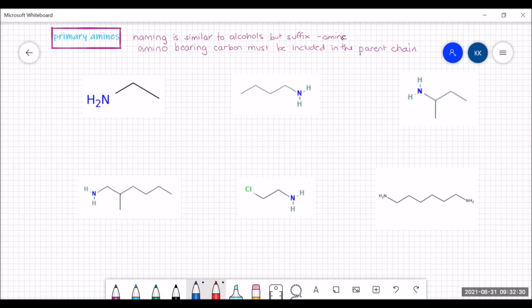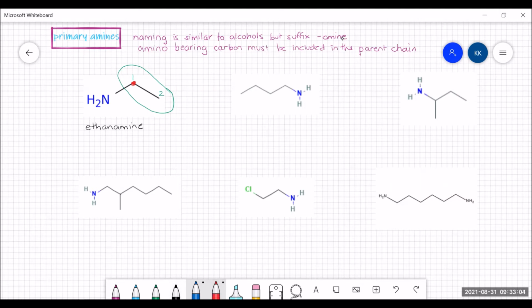First of all, let's identify that carbon that bears the amino group. And let's find the longest carbon chain that contains that. This is obviously 2, so this one is ethanamine. Pause the video, have a go at the next one.